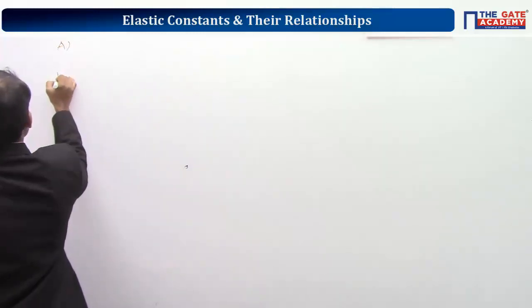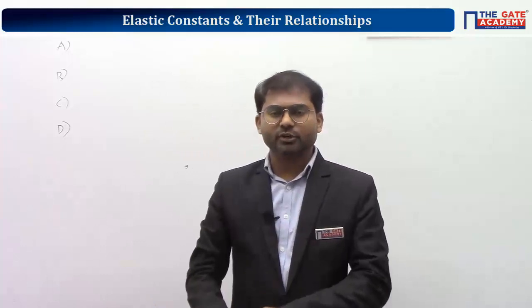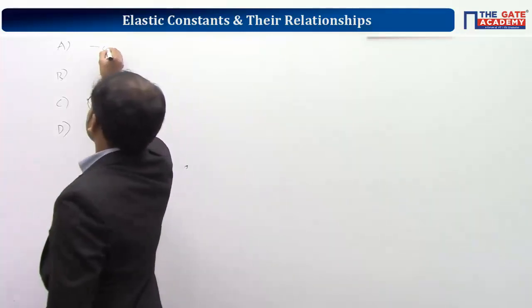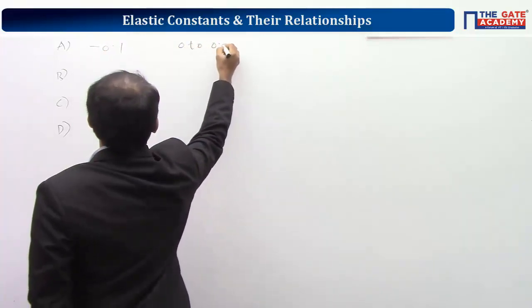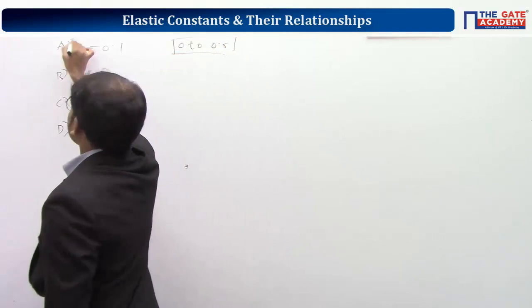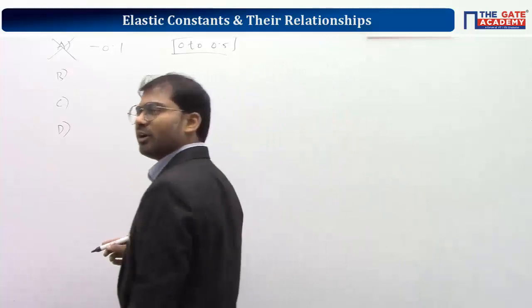Okay, so may I know the values of Poisson ratio for these four options? For option A, may I know the value of Poisson ratio? Kindly make it fast. Option A is giving 0.1, which is not in the range of 0 to 0.5, so this is the wrong option. Let's take option B. What's the value of Poisson ratio? Minus 0.1 or minus 0.3? Minus 0.3.